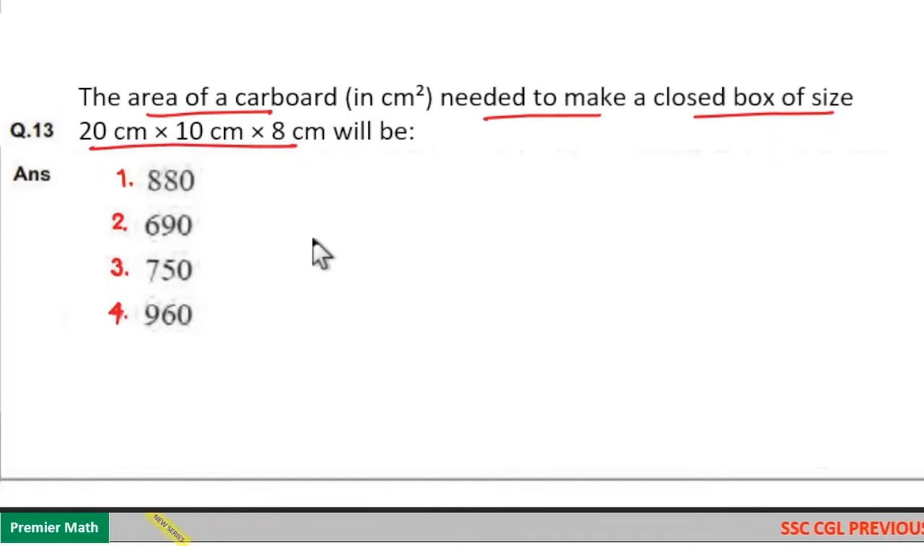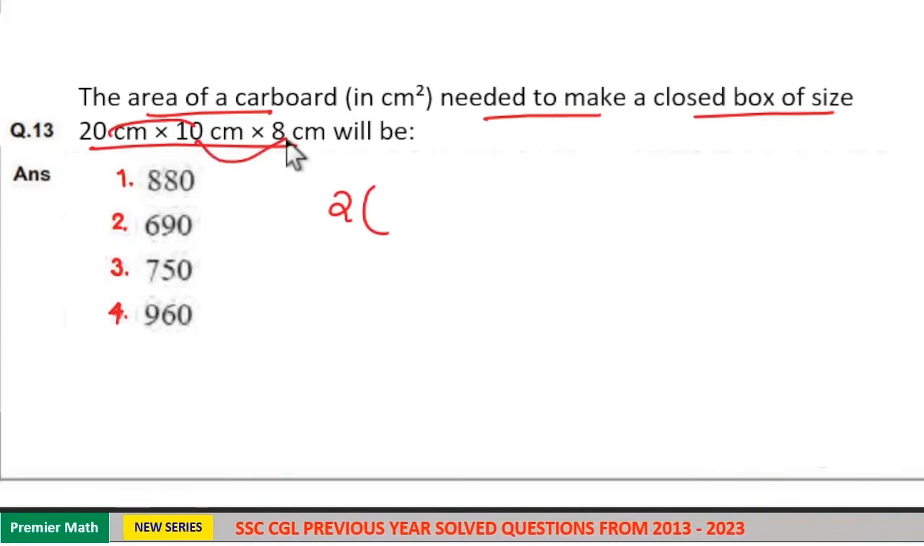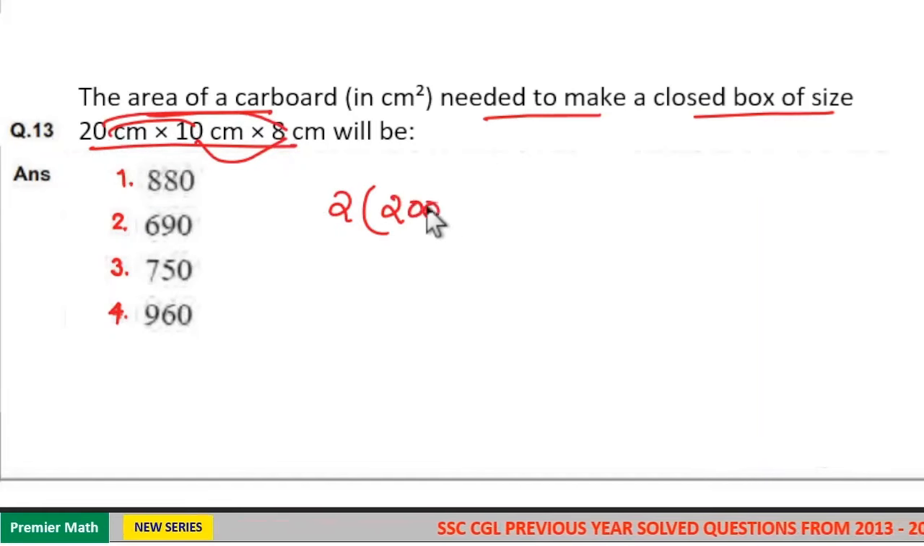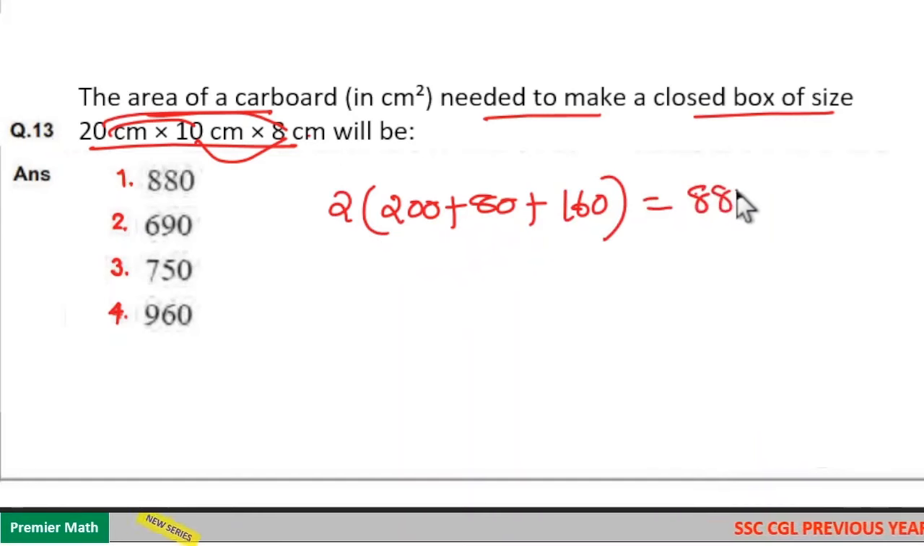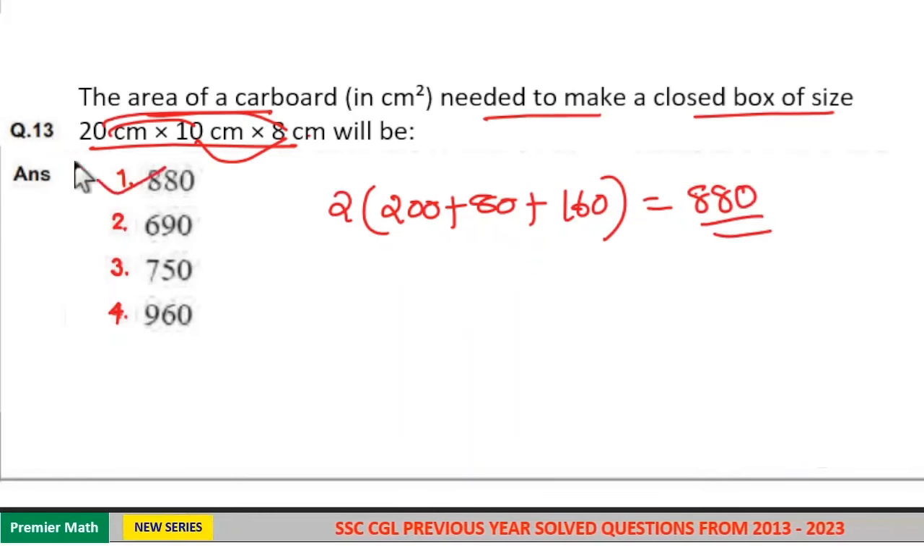cm into 8 cm will be. Here, if you take these three sides as LBH, then your answer is 2 times length into breadth, breadth into height and length into height. That is 20 into 10, 200 plus 10 into 8, 80 plus 20 into 8, 160. 160 plus 80, 240, 240 plus 200, 440. So, 440 into 2 is equal to 880. Option 1 is your answer.